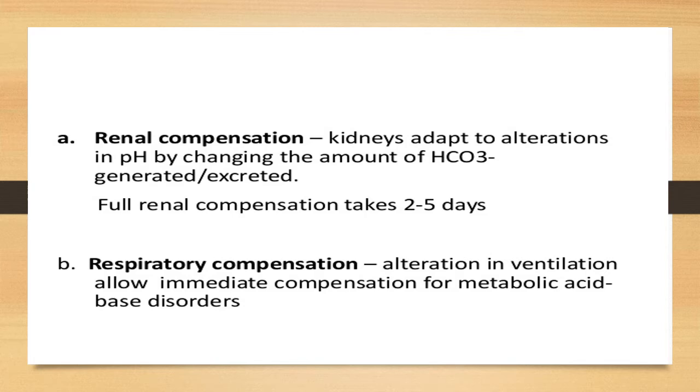Renal compensation: kidneys adapt to alterations in pH by changing the amount of bicarbonate generated or excreted. Full renal compensation takes 2 to 5 days. In respiratory compensation, alteration in ventilation allows immediate compensation for metabolic acid-base disorders.